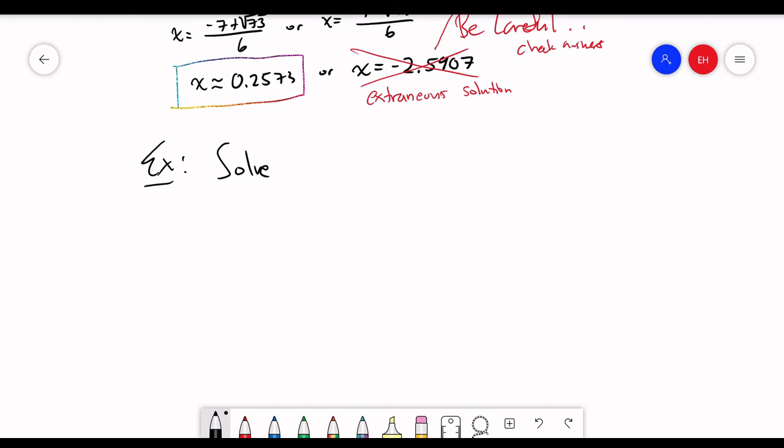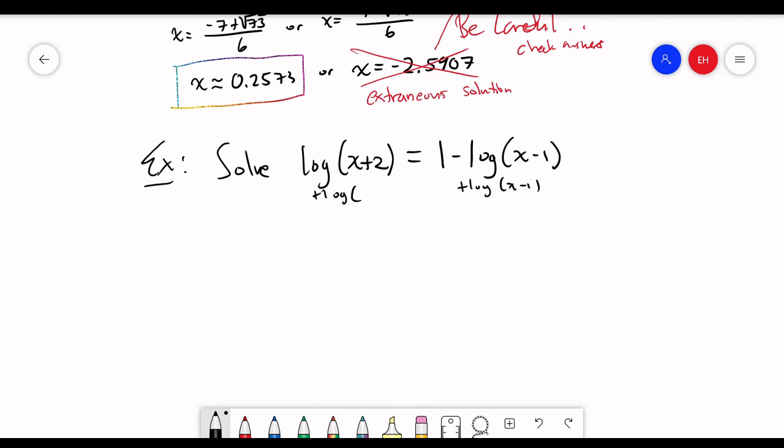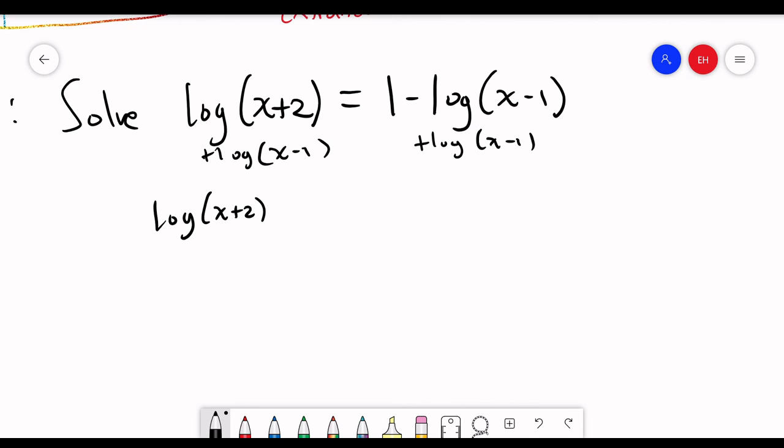All right, I've got log, this time base 10, the common log, of x plus 2 equals 1 minus log of x minus 1. Now my thought process is I want to get all logs together, so I'm going to add this negative log here to the other side. So now I have log of x plus 2 plus log of x minus 1 equals 1.